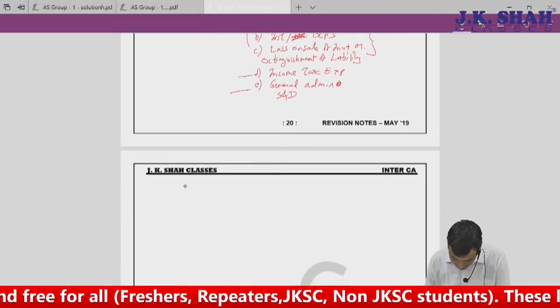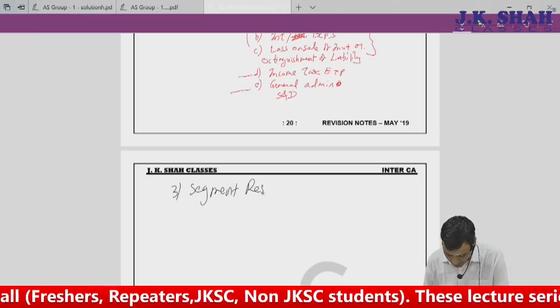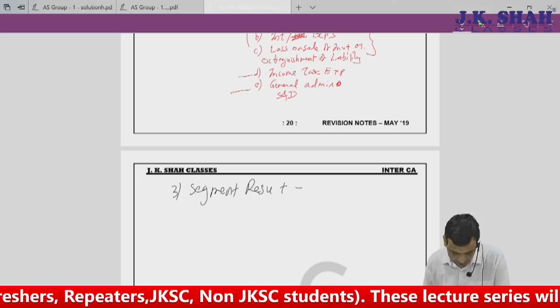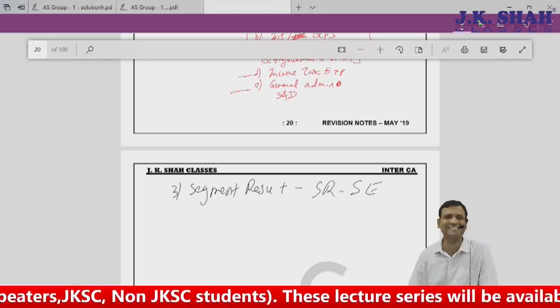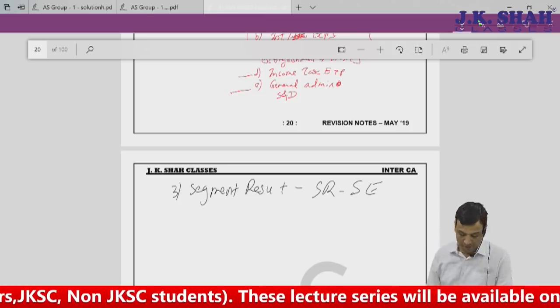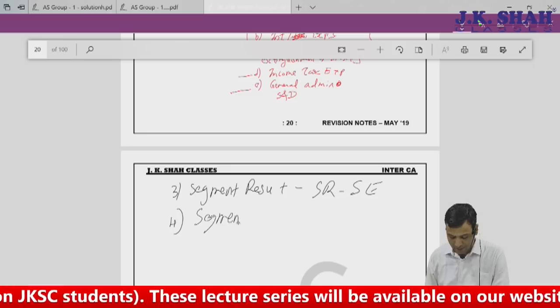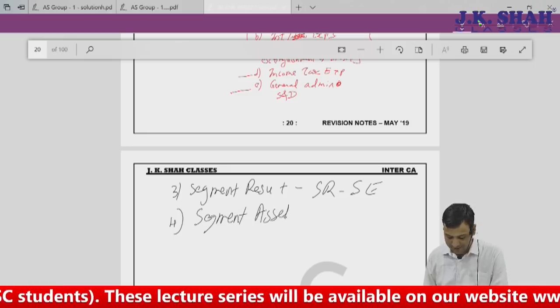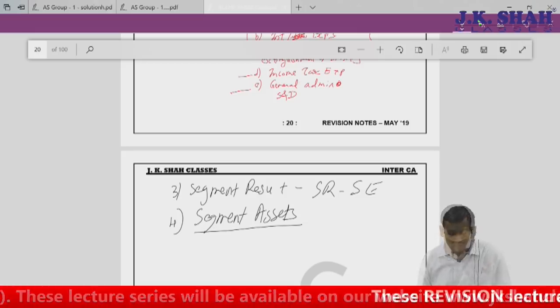Segment result is nothing but your profit. Segment result is nothing but segment revenue minus segment expense. Excess of segment revenue over segment expense is nothing but segment result. Then I can have segment assets. What do you mean by segment assets? What will come under segment assets?